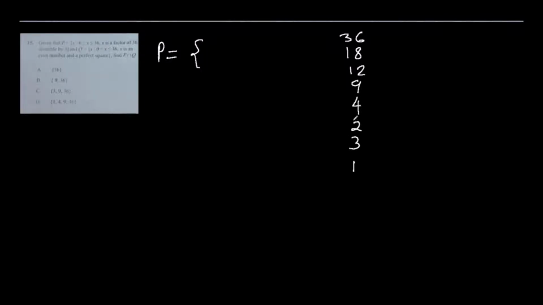Which of them are multiples of 3? Divisible by 3 basically. So 3 is divisible by 3. This is 1. So we'll write 3 here. Okay, 9. Okay, then we have 12, 18 and 36 itself.